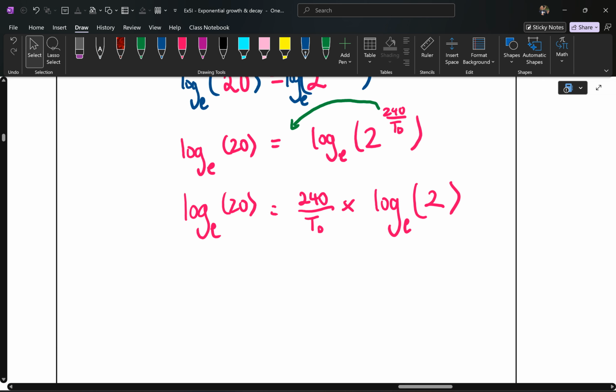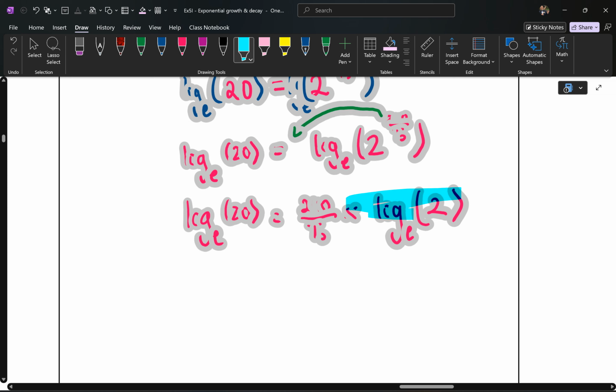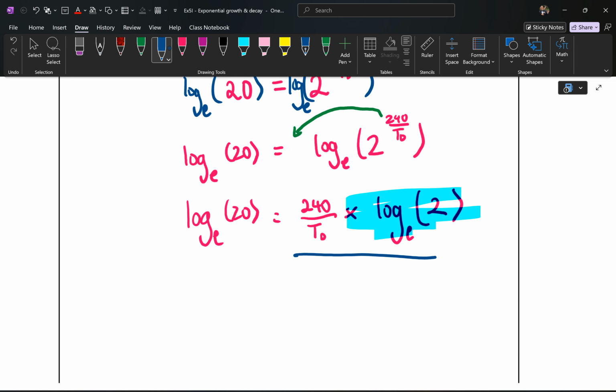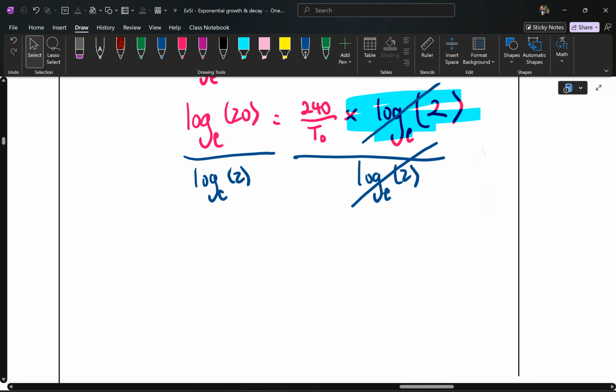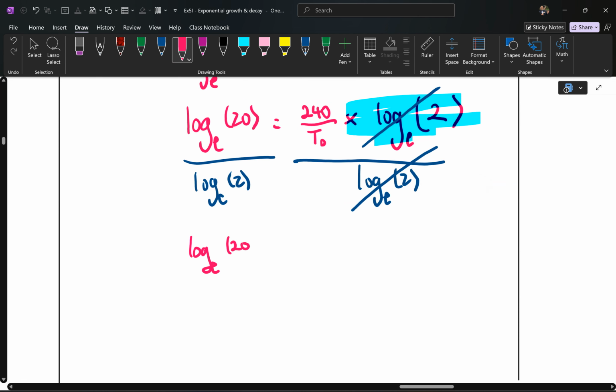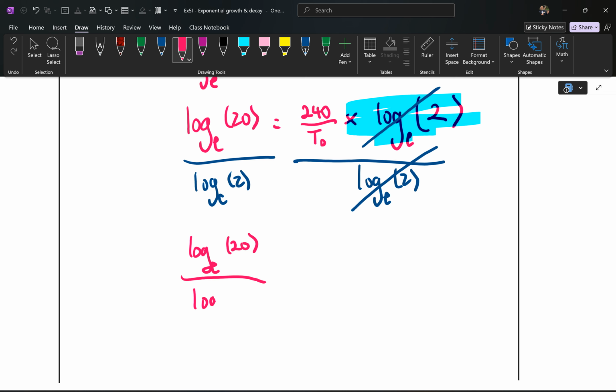Yeah, let's get rid of that times. I just think that getting rid of this is a good start. So let's divide both sides by log E of 2. I divide this by log E of 2, I divide this by log E of 2. Log E of 2 divided by log E of 2 cancels out, and you're on to the next step. So now you've got log E of 20 divided by log E of 2 is equal to 240 over TD.